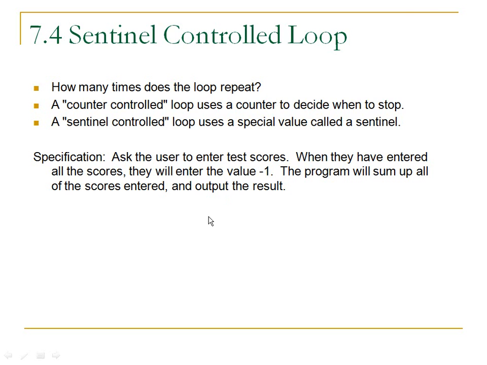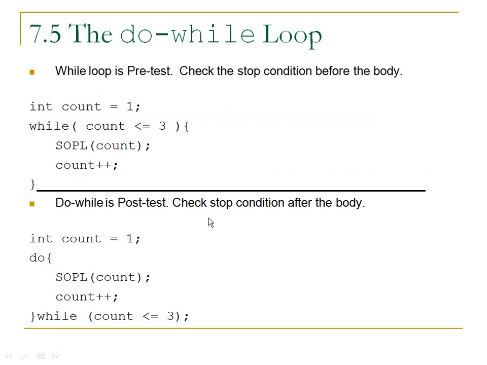So we've talked about the Sentinel controlled loop. So that was the while loop that we've talked about up until now. And it's called a pre-test loop because you test for the stop condition before you go into the body of the loop. All modern languages, including Java, have something called a post-test loop. And here's the post-test loop in Java.